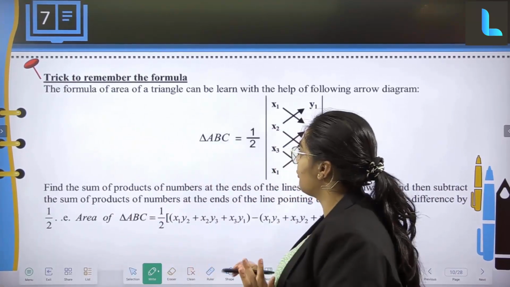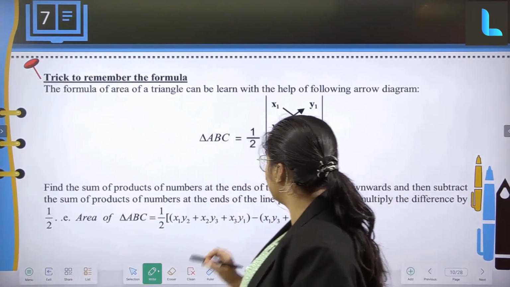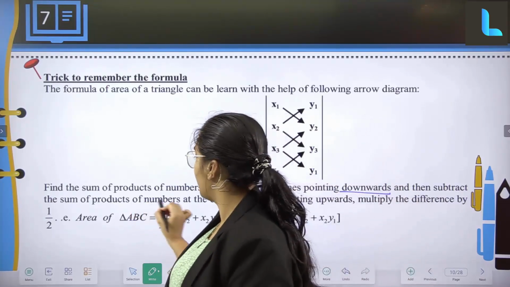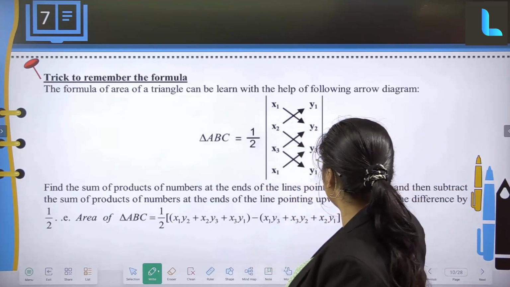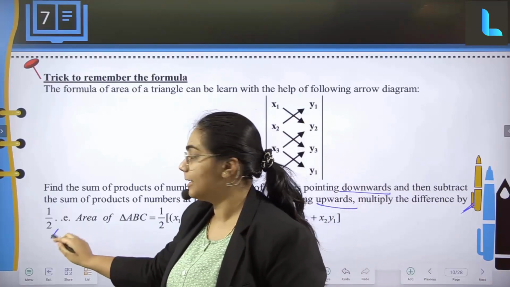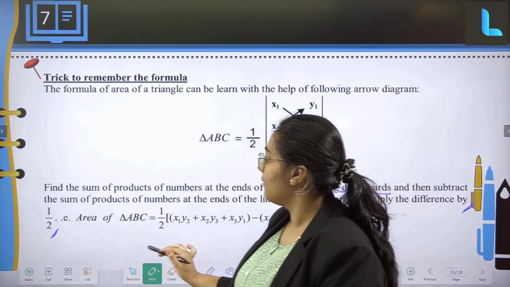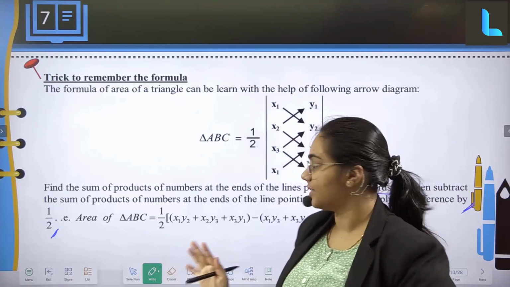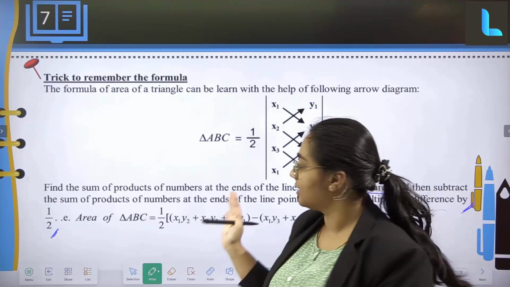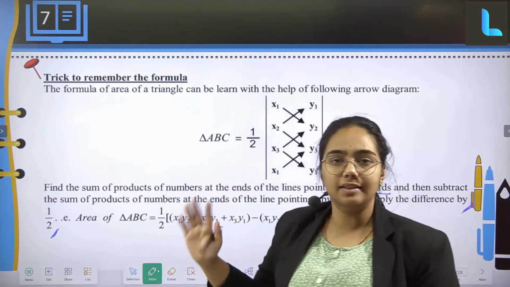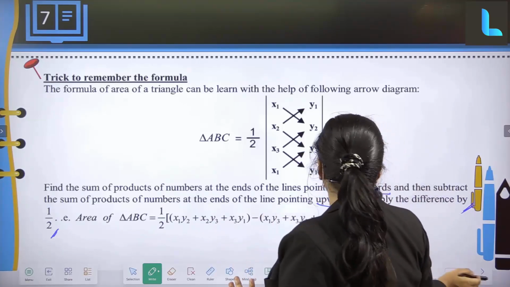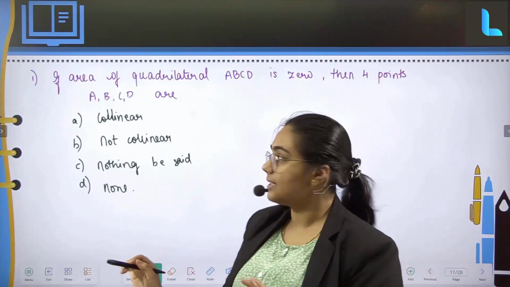Clear? Find the sum of products of the numbers at the end of the line pointing downwards, and then subtract the sum of products of numbers at the end of the line pointing upwards. Multiply the difference by 1 upon 2. So over here also it is just the area formula only, but you have to multiply. Usually this formula is not used, but we'll see when we are solving a few questions if we come across that. Clear? So let's start with a few questions and answers.